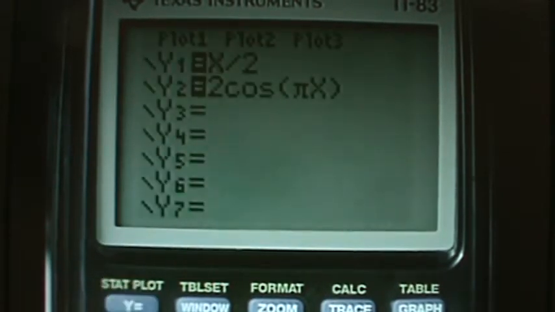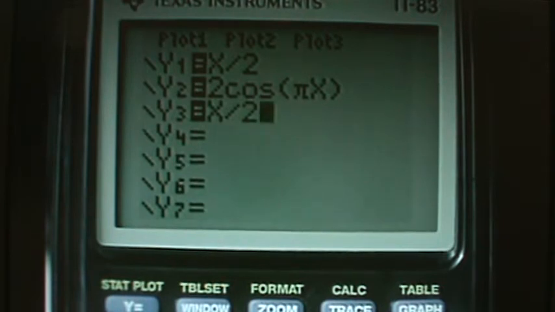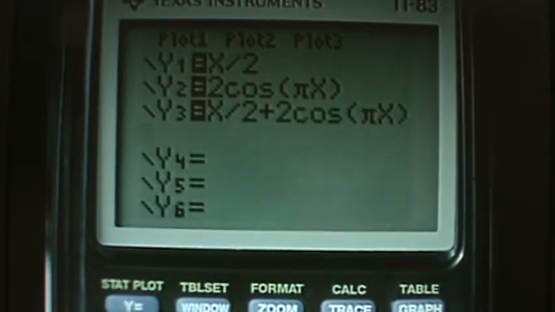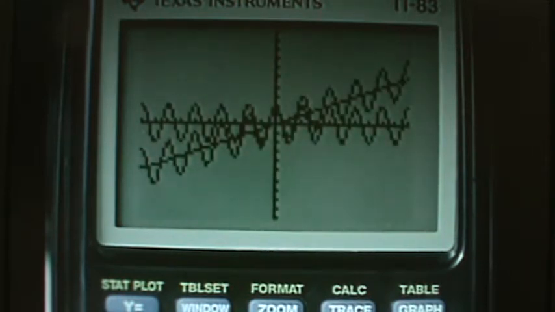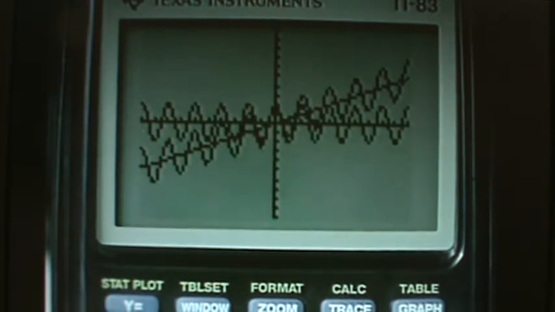Now, upon adding the two functions, that is x over 2 plus 2 cosine pi x, we have this effect. And notice that it kind of looks like we are causing this cosine curve to take on a rather linear pattern. And that is fundamentally what happens when we add two functions like this.